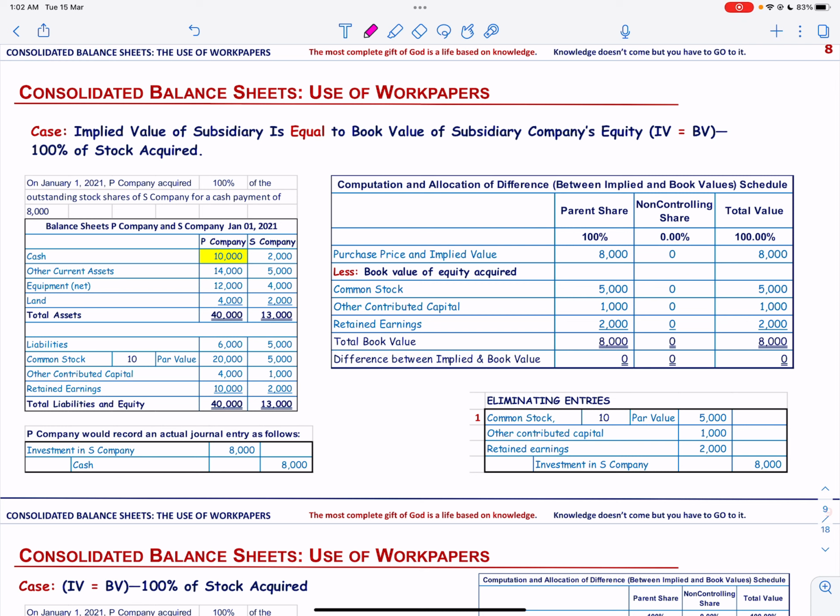To illustrate, assume that on January 1, 2021, P company acquires all the outstanding stock of S company for a cash payment of 8,000. P company would record an actual journal entry as investment in S company debit and cash credit. The computation and allocation of difference between implied value and book value schedule reveals no difference.